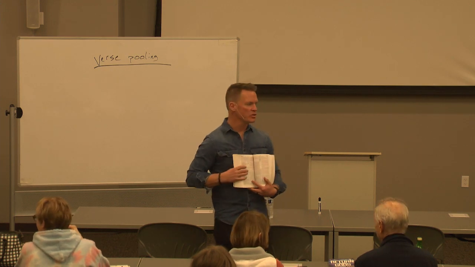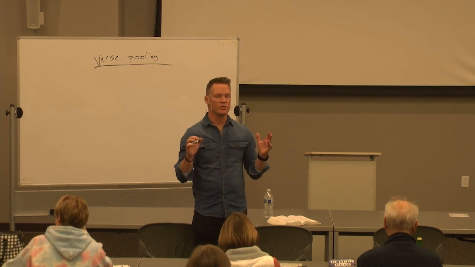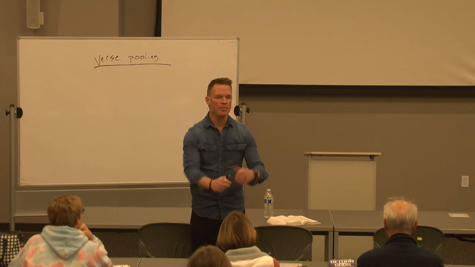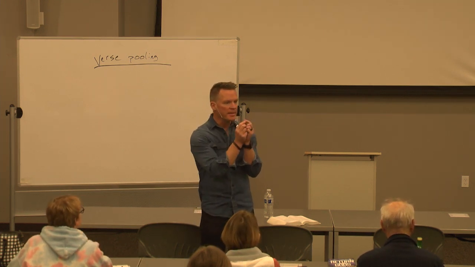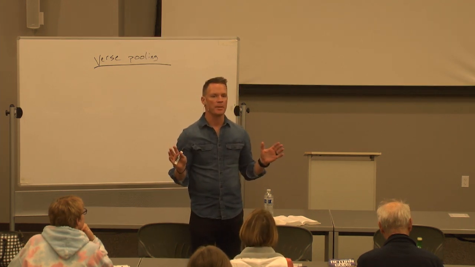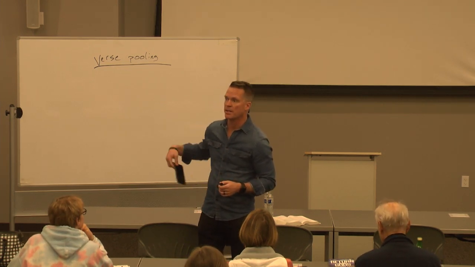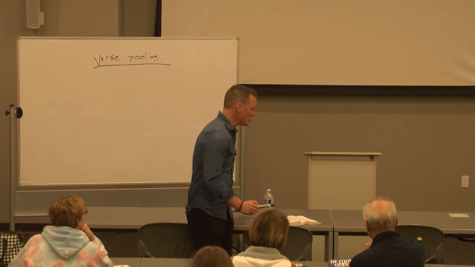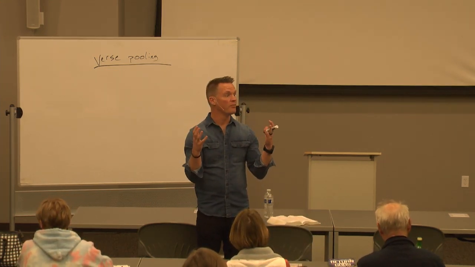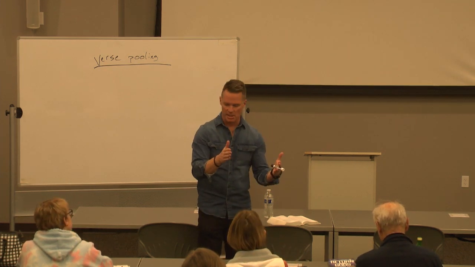And the point of verse pooling is so that you don't take a verse, lift it up out of context, and then make that one verse the king of how you look at a particular topic. Because I don't know how many verses we could look at where the Bible speaks of worry, but you'd probably be in the triple digits. So what you want to do is build a pool of verses which says, okay, this is what God says about worry here. Here's what he says here. Here's what he says here.